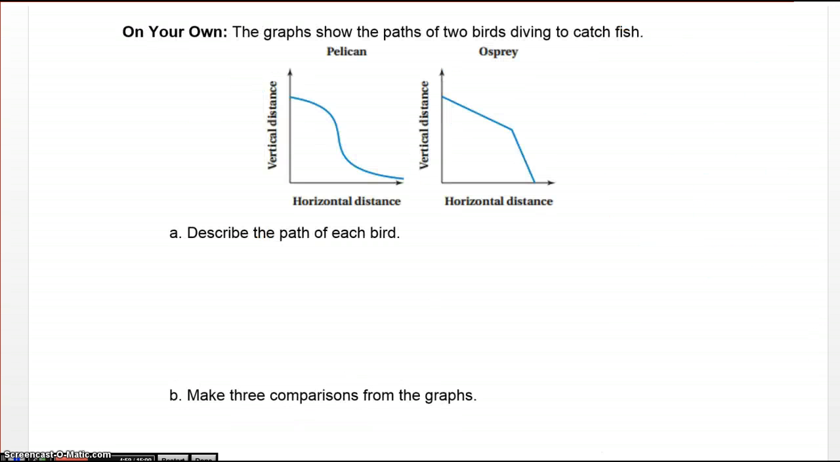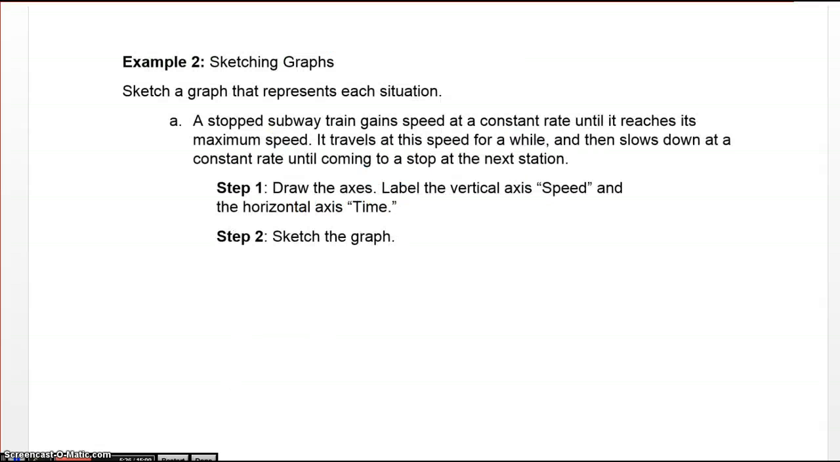Moving on, you have 2 graphs on your own. I want you to do these on your own, and we're going to check them in class tomorrow. This is the vertical distance, this is the horizontal distance, and this is a pelican. And then we have an osprey. It's just a different type of bird. This is the horizontal and the vertical distance, so this is how high they're flying. This would obviously be the ground. I want you to describe the path of each bird and then make 3 comparisons. I'm not going to write these out. We will check them in class tomorrow.